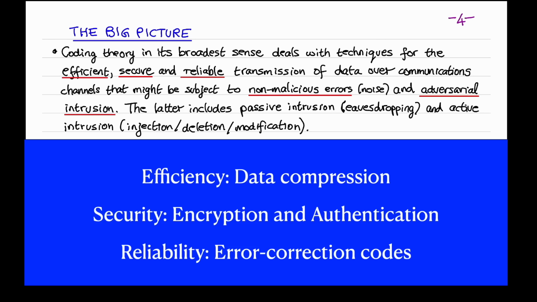So, to summarize, efficiency is achieved by data compression, which removes redundancy from messages. Security is achieved by encryption, which randomizes messages so that the resulting ciphertext looks random to eavesdroppers. And thirdly, reliability is accomplished by adding redundancy to messages. I would like you now to pause the video for a couple of minutes and think about the order in which compression, encryption, and encoding should be performed.